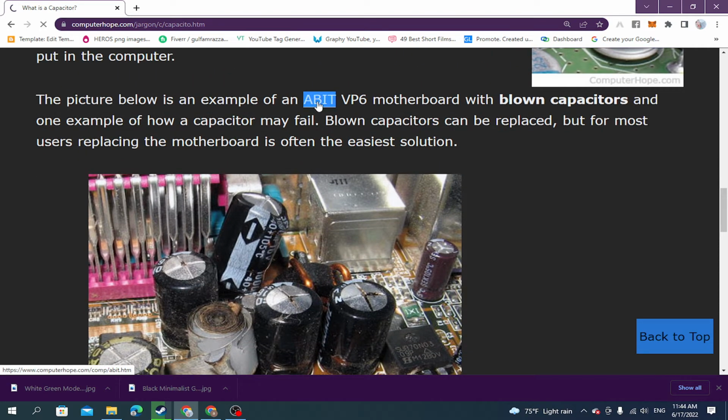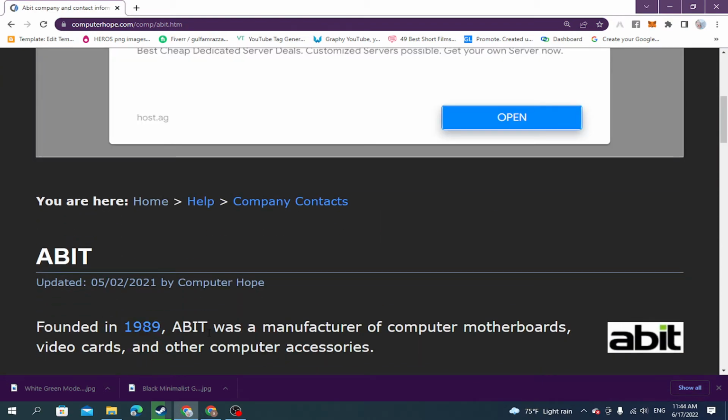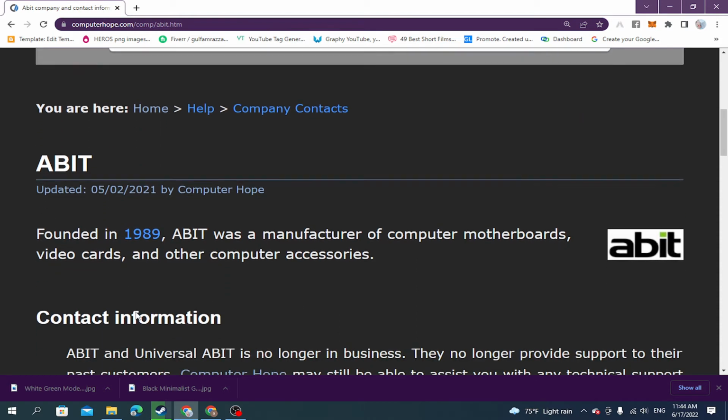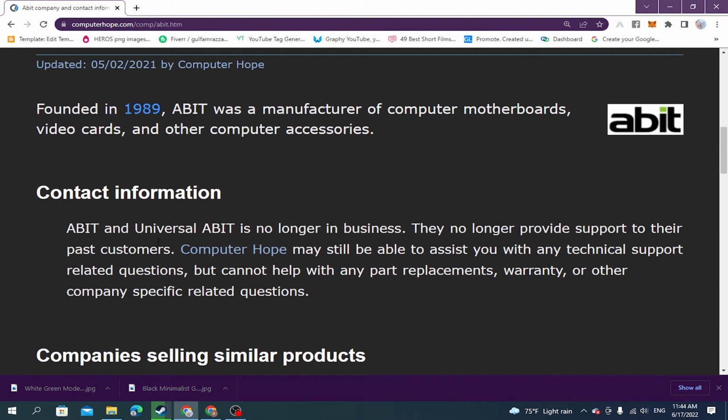What is ABIT? ABIT, founded in 1989, was a manufacturer of computer motherboards, video cards and other computer accessories. Contact information: ABIT and Universal ABIT is no longer in business. They no longer provide support to their past customers. Computer Hope may still be able to assist you with any technical support related questions but cannot help with any part replacements, warranties or other company specific related questions.